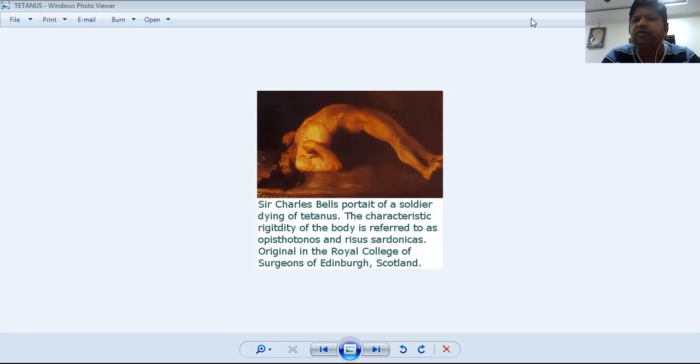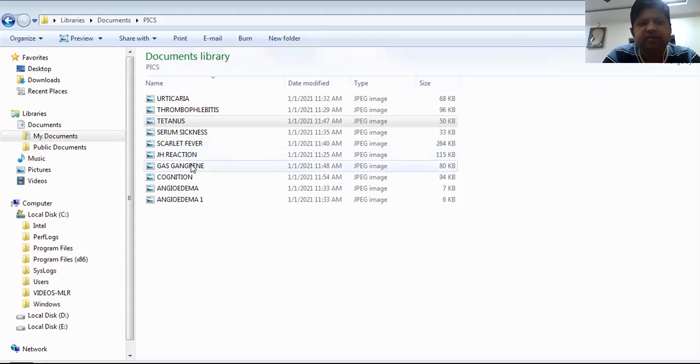Let me also show you gas gangrene, how it appears. Just a minute, I have another picture. Let me show it. Yeah, here it is. You can see.